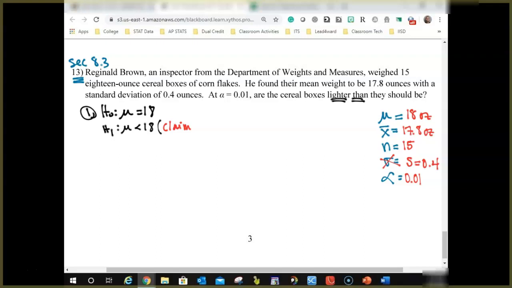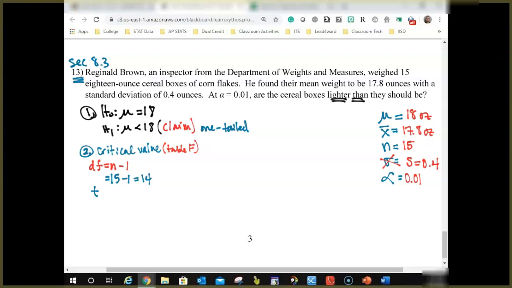And then we look at, since we're doing the t-test, this is like the traditional method. So in this case, we want to find our critical value, which is going to come from table F. So we've got to find degrees of freedom. We know this is a one-tailed test because of the less than symbol in the problem. Degrees of freedom, 15 minus 1 is 14.